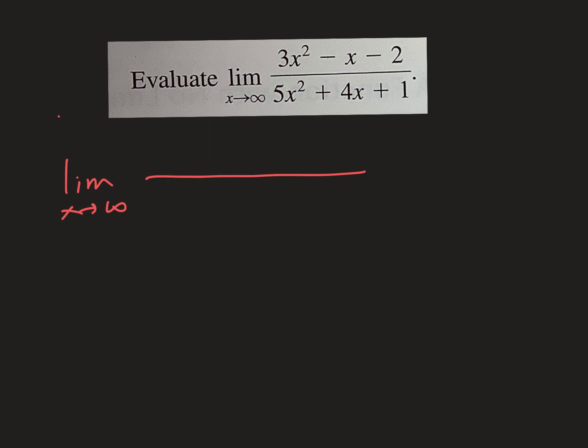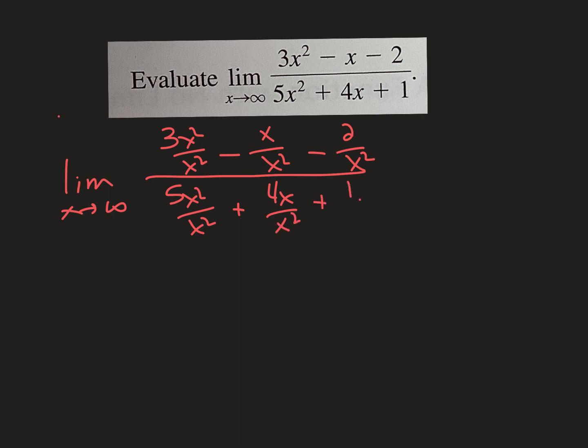Like x squared is the biggest degree. So I'm going to divide the first term by x squared, the second term by x squared, the third term by x squared. Same thing on the bottom, divided by x squared. And this is legal because I'm doing the whole thing by x squared. That makes it completely fine. All right, now if I do that, I'm going to get here.